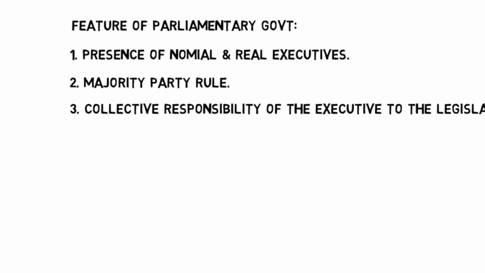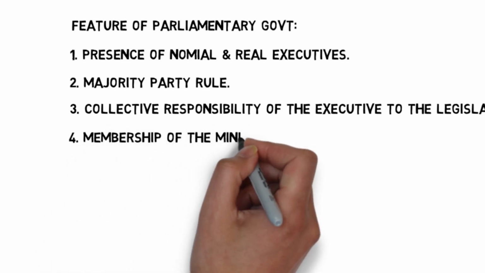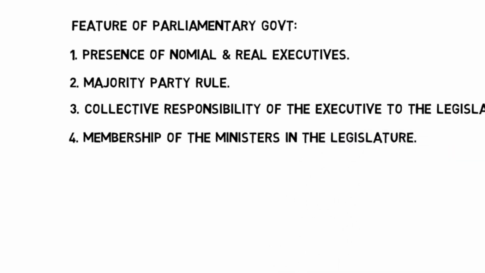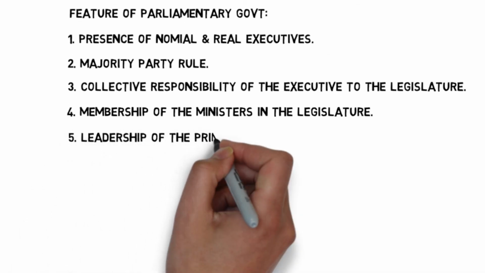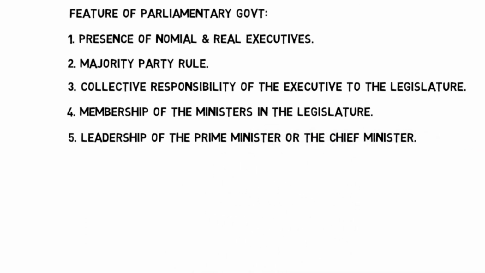Point number 4, it talks about the membership of the minister in the legislature. All the ministers have the membership in the legislature. All the members of parliament who have been elected, whether they are in the ruling or opposition, they are members of the legislature. Similarly, the leadership of the prime minister or the chief minister is very important when it comes to parliamentary form of a government.